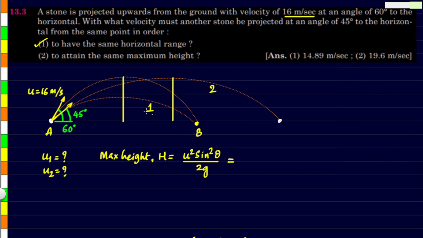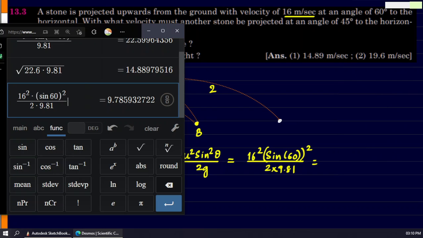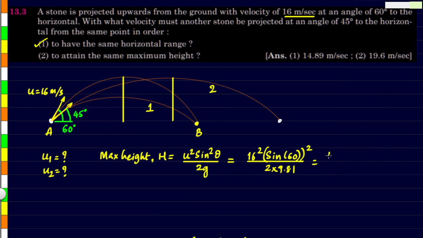Let us first find the height reached by the first object. For which we'll substitute u equals 16 and theta as 60 degrees. So sine 60 degrees, squared, and divided by 2 times 9.81. When we do that calculation, we are getting a value of 9.79. Now this is the maximum height, so it's going to be in meters.